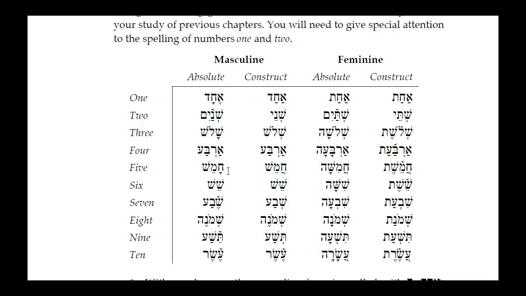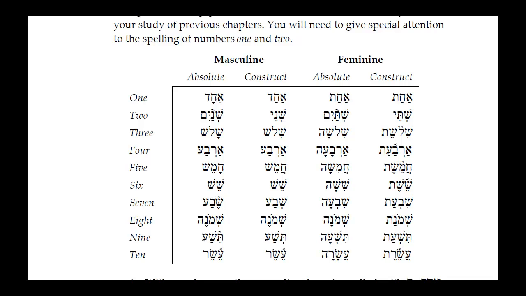You have Chamesh for 5. The only thing that reduces in the construct is the Qamets to a compound Sheva, or what they call a Chatef Patach, which we'd find to be normal. Again, you have the Hey for the feminine, and then the Segol Tav there also. For 6, you have Shesh, and Shesh for the construct. Absolute Shesh, construct Shesh.